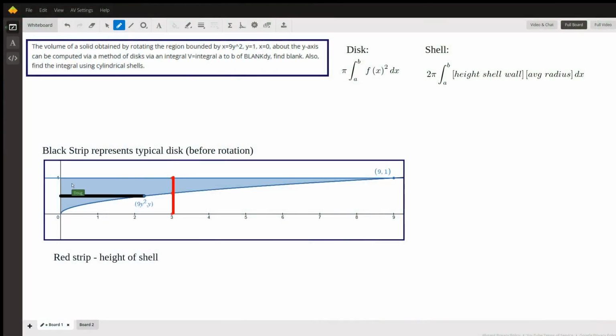Okay, the blue region is the area in question. It's bounded by x equals 9y squared, which is the top half of the parabola, the y-axis, and the line y equals 1. That's the blue region. We're told to use the method of disks to come up with an integral for revolving that region around the y-axis.